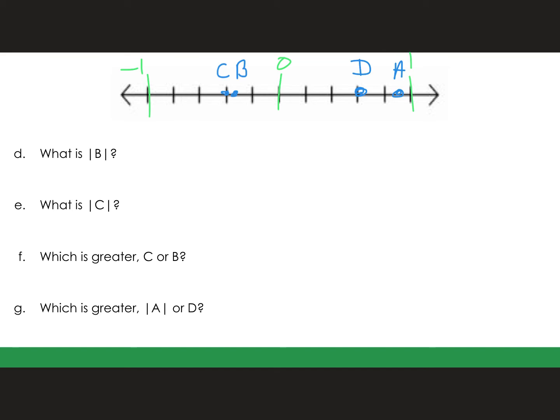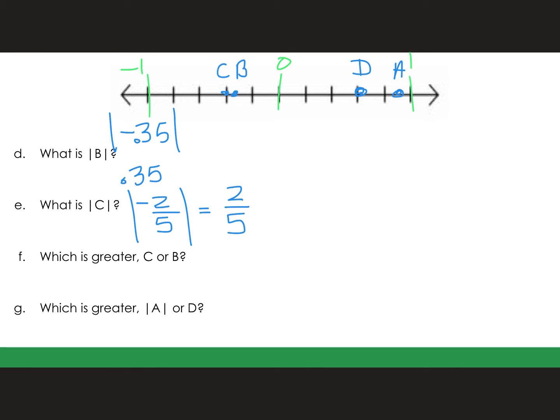So what is the absolute value of b? So remember, b is the distance to 0, and b was negative 0.35. So the absolute value of negative 0.35 is 0.35. So once again, the absolute value is just going to be a positive distance. What is the absolute value of c? If I remember correctly, c was negative 2/5. So the absolute value of negative 2/5 is 2/5.